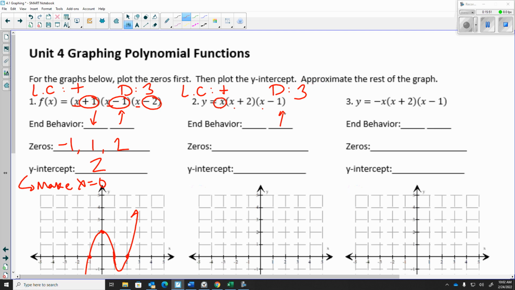Like if this was 2, then it'd be this. Does this make sense? So what is the left side doing? Up or down? It's going down because it's odd. Does this make a little bit of sense?